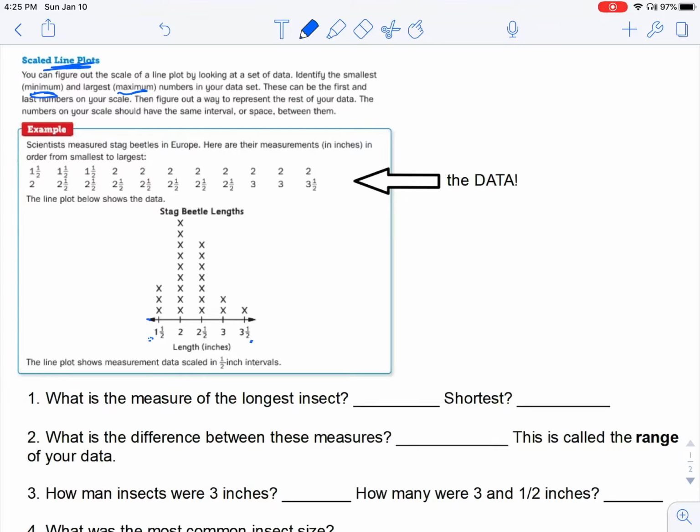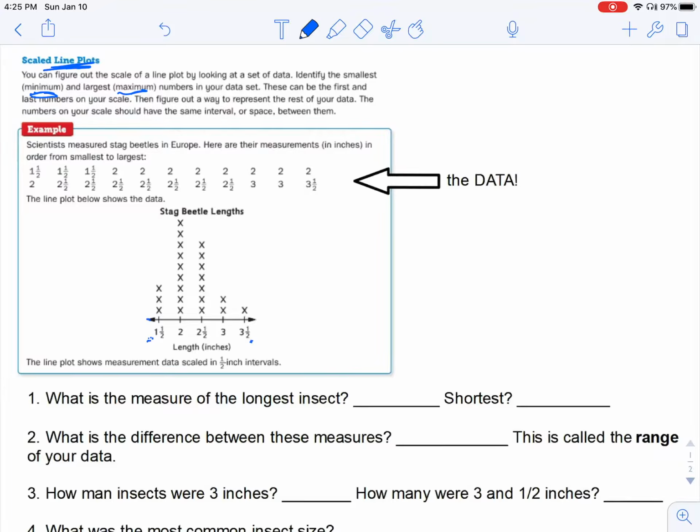These can be the first and last numbers of your scale, as they've done here, right? And then figure out a way to represent the rest of your data. The numbers on your scale should have the same interval or space between them.